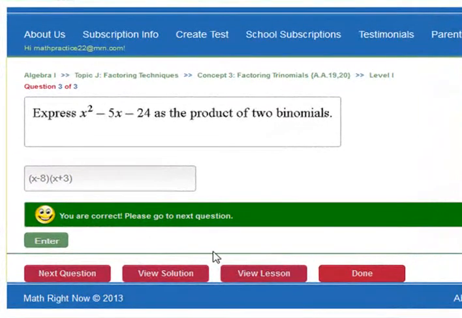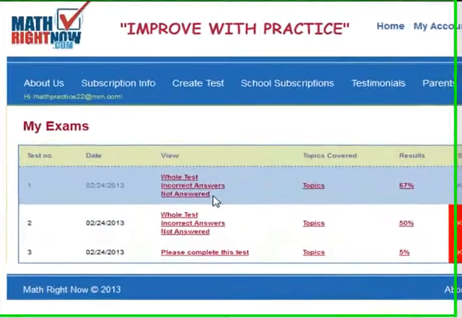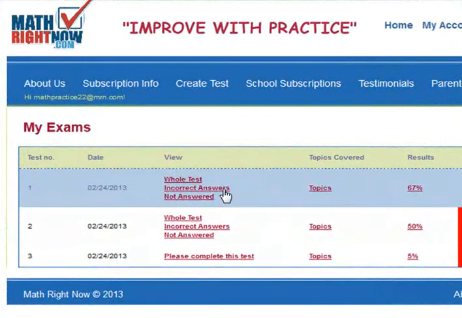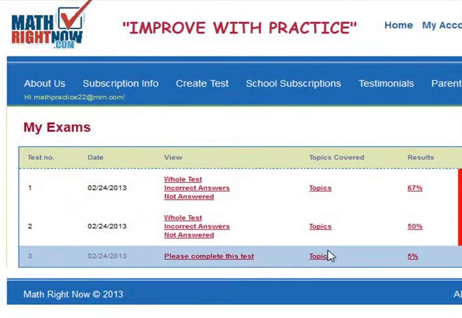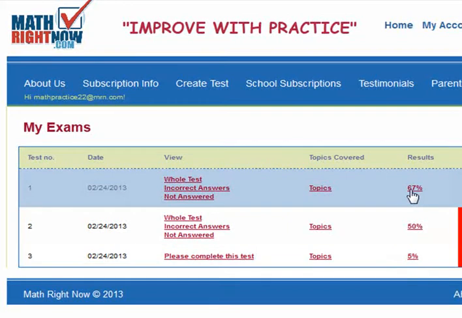Notice here we have finished the test, so we can click Done. And then we're taken to our My Exams folder, which will be a folder which collects all of our exams. You can revisit any of those exams if you like, and it will tell you the topics covered in the exam and also your performance on each of those exams. So it's a good way to gauge your progress or your child's progress.